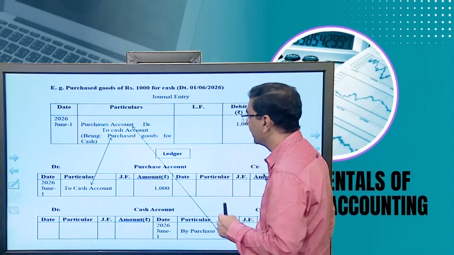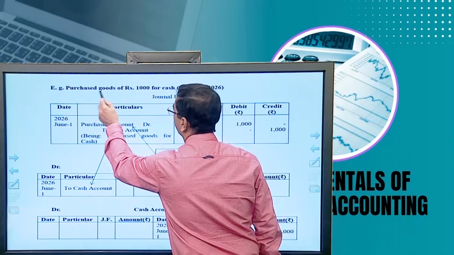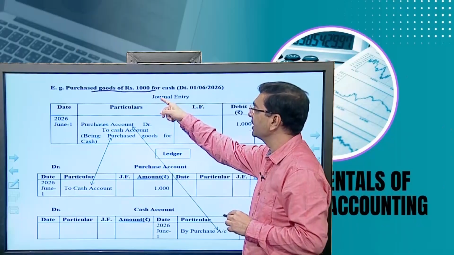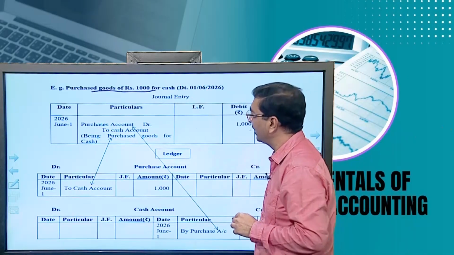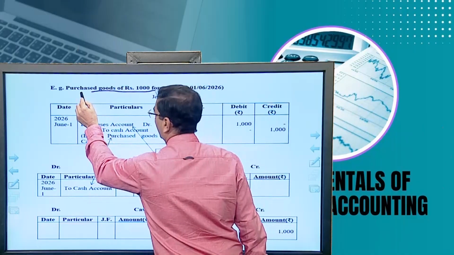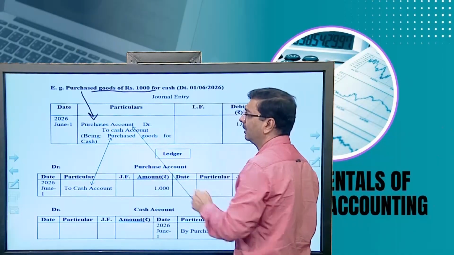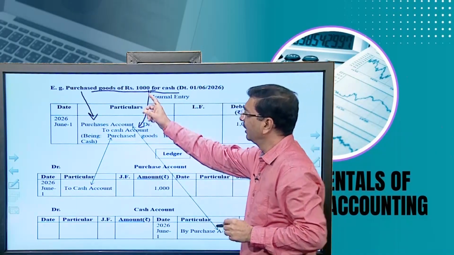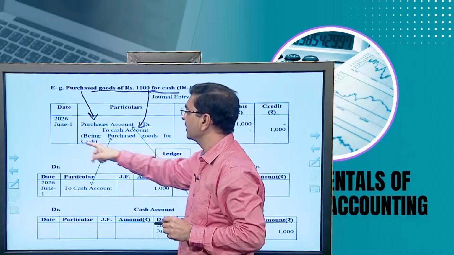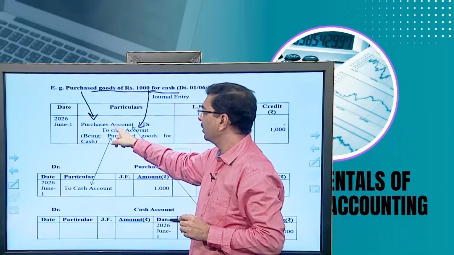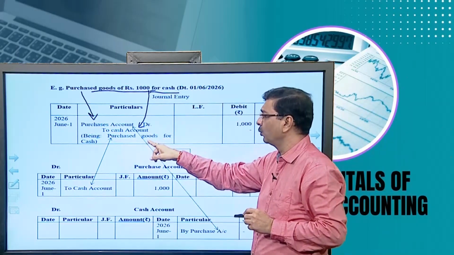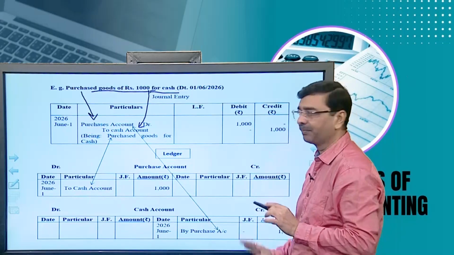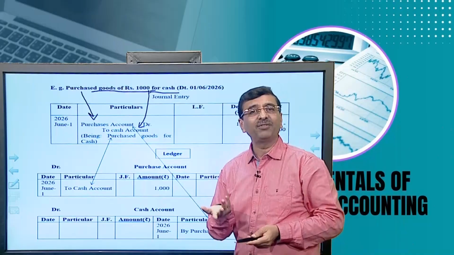Now see the example. The transaction is: purchase goods of rupees 1000 for cash. What is the journal entry when you are purchasing goods of rupees 1000 with cash? Goods come in, so the purchase account is debited. It is a cash transaction, so cash is given, so cash is credited. The transaction is on 1/6/2026, so 1st June 2026: purchases account debit to cash account, being goods purchased for cash. The amount is 1000 debit, 1000 credit. Clear?